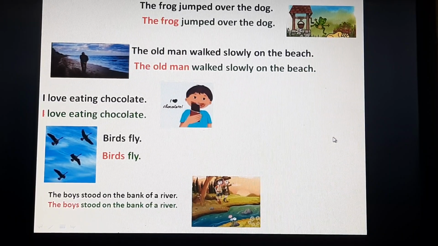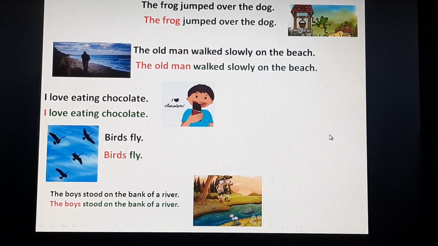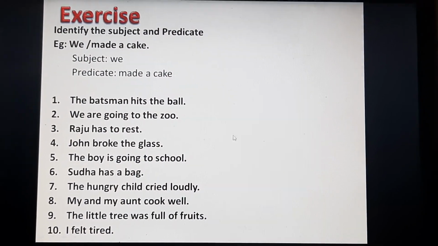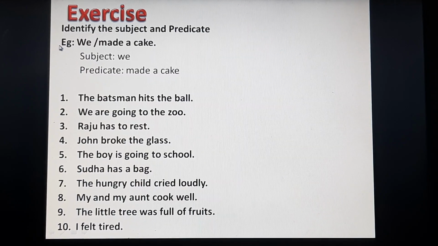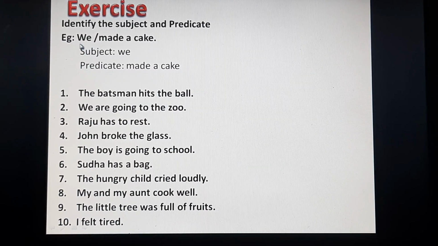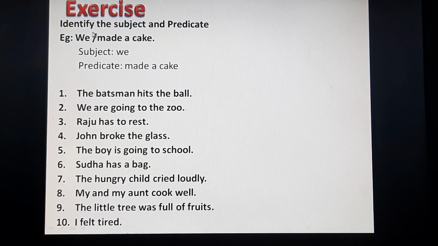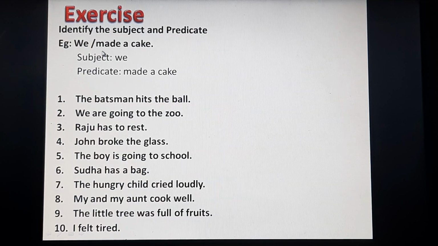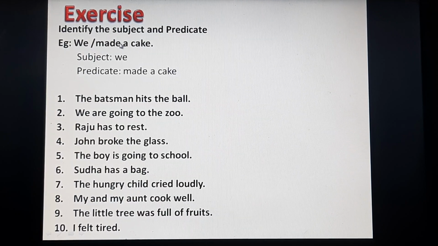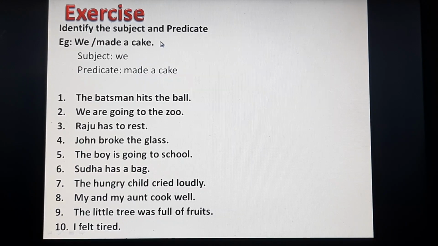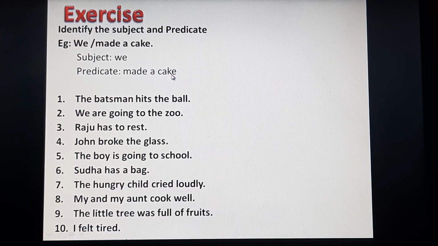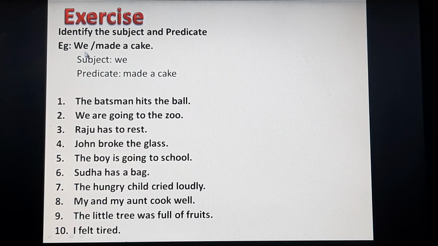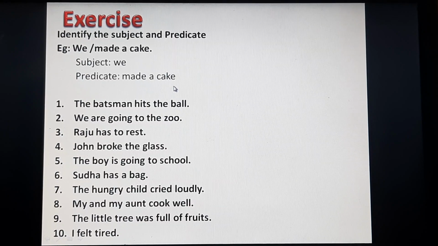I think you have understood the session, children. I have an exercise for you. Identify the subject and the predicate. You see who is doing the action, about whom the sentence is talking. That will become your subject. And when it begins with the verb, all that is followed after the verb becomes your predicate. It should be saying something more about the subject. So you have to follow this format for doing the homework.